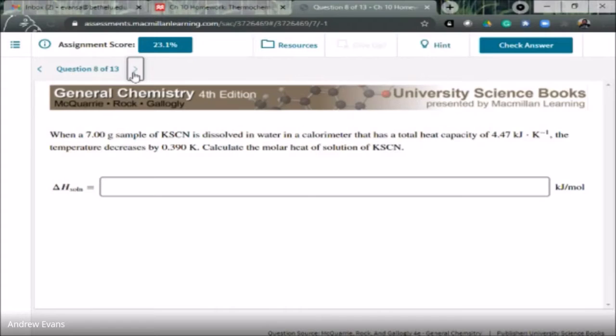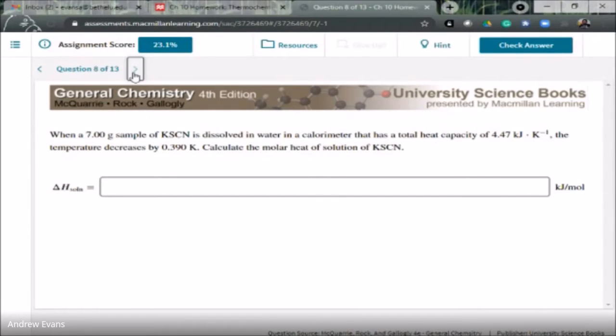The molar heat of solution. We say 7 grams of KSCN, potassium thiocyanate, is dissolved in a calorimeter that has a total heat capacity. So the heat capacity of this is 4.47. Note it's kilojoules per Kelvin. This one doesn't take into account mass.